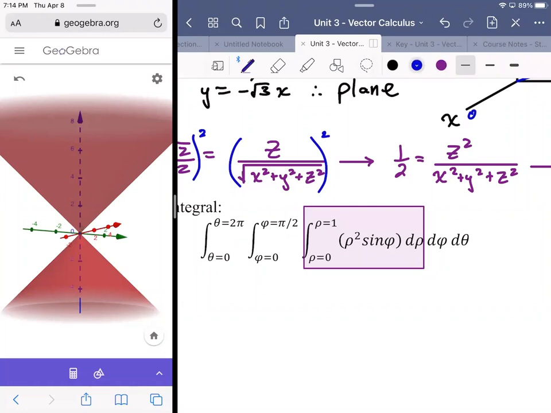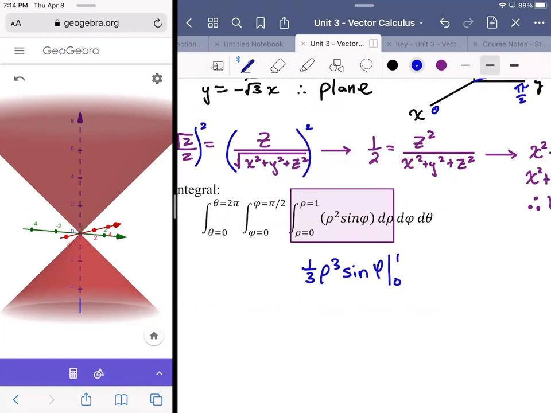So integrating with respect to rho, we get 1/3 rho cubed sine of phi over the interval of 0 to 1. We're subbing in for rho. If I plug in a 1 for rho, I get 1/3 sine of phi. If I plug in a 0 for rho, it's going to cancel, so that's gone. Now I'm up to the second level of this integral.